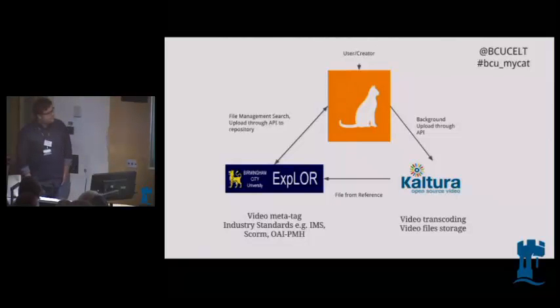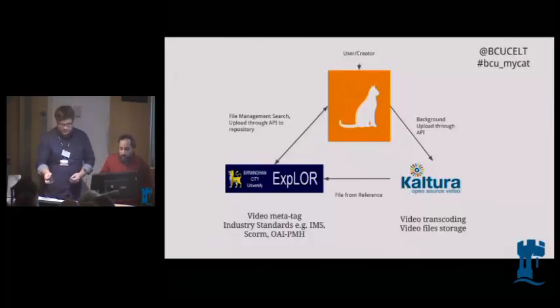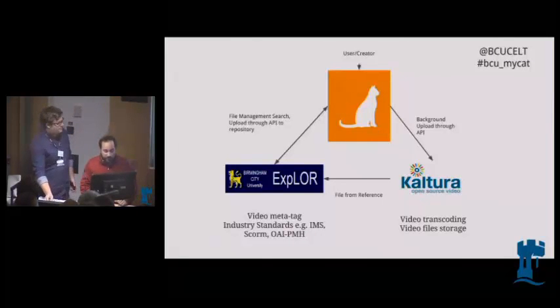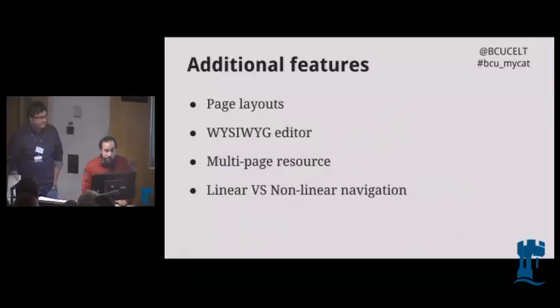MyCAT then can access all this data in Explorer. In actual fact, the file system of MyCAT is pretty much zero. Everything is stored in the cloud. And the only thing that MyCAT stores is basically the project history, changes, and so on.